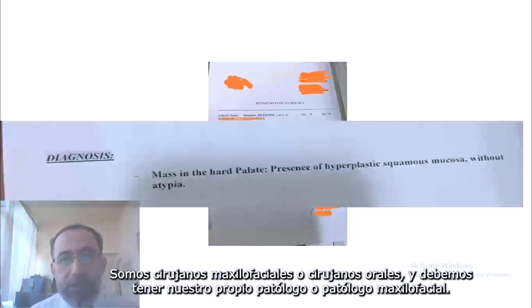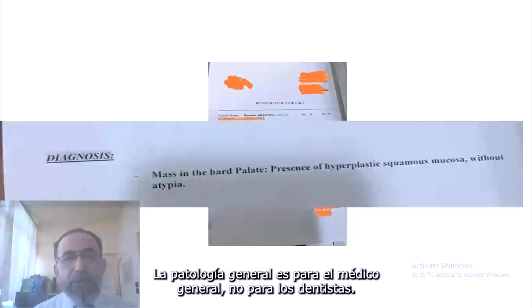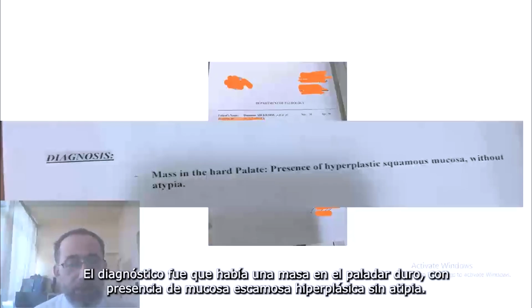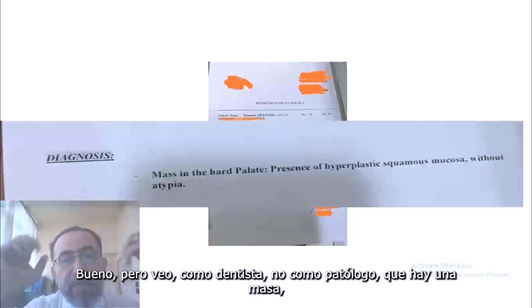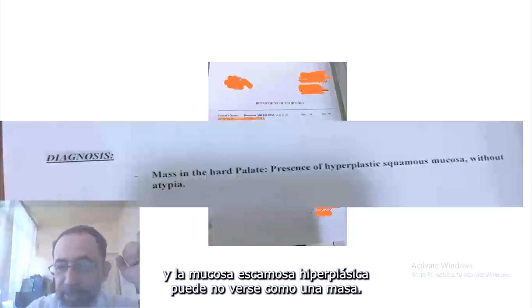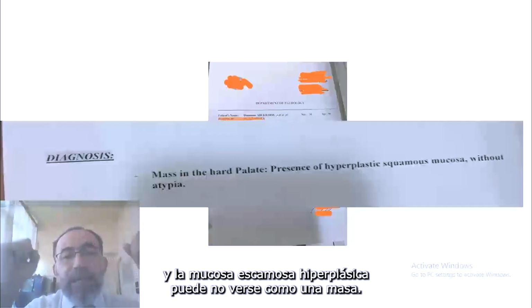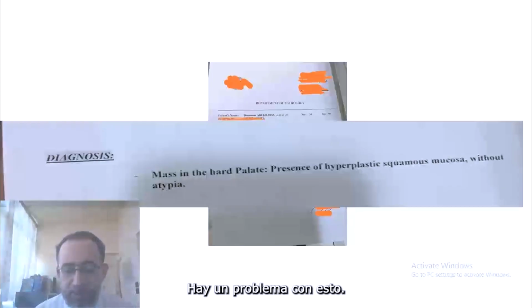You have to know that we are dentists. We have our own surgeon, oral maxillofacial surgery, or oral surgeons. We have our own pathologist, oral maxillofacial pathologist. General pathology is for general doctors. Anyhow, not for dentists at all. The diagnosis was a mass in the hard palate, presence of hyperplastic squamous mucosa without atypia. Well, but I see, as a dentist before being a pathologist, there is a mass, and hyperplastic squamous mucosa may not be seen as a mass. There is a problem with this pathological report.